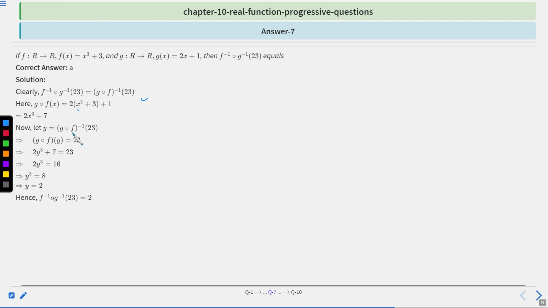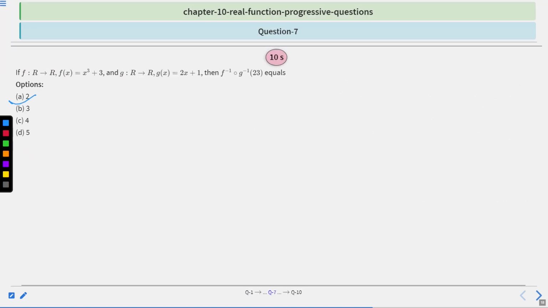Let y be equal to (g o f) inverse of 23. So (g o f) of y is equal to 23, right? So 2y cube plus 7 is equal to 23. So 2y cube is equal to 16, right? So y cube is equal to 8. Clear? So y is equal to 2. Hence, f inverse of g inverse of 23 is equal to 2. Clear? I think option A is the right choice. Clear?